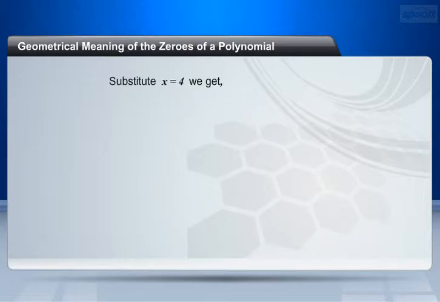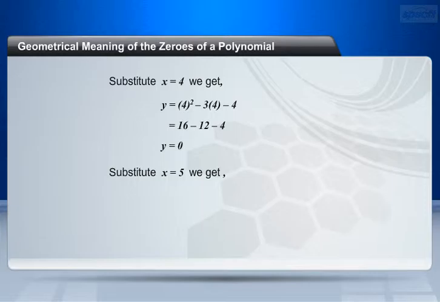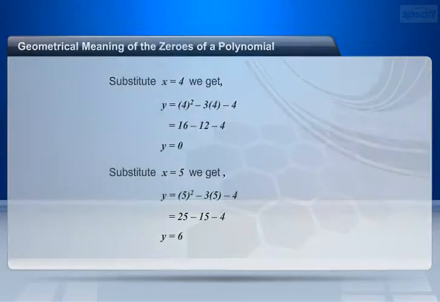Substitute x is equal to 4, we get y is equal to 4 square minus 3 into 4 minus 4. This is equal to 16 minus 12 minus 4. This implies y is equal to 0. Substitute x is equal to 5, we get y is equal to 5 square minus 3 into 5 minus 4. This is equal to 25 minus 15 minus 4. This implies y is equal to 6.